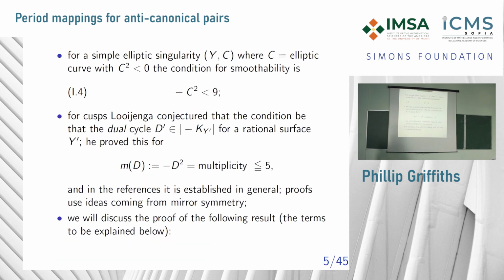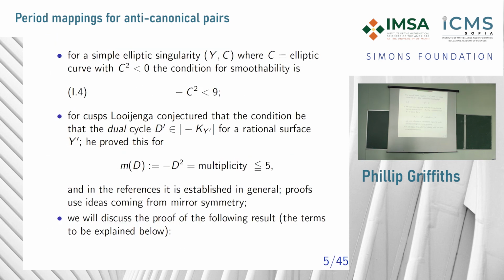For a simple elliptic singularity, the condition for smoothability is this. That's a classical result. For cusps, that's the next one of interest. Looijenga conjectured that the condition be that the dual cycle, I won't define it, but associated to every cycle there's a dual one, and it should be an anti-canonical divisor on another rational surface. And he proved this result if the multiplicity is not too big.